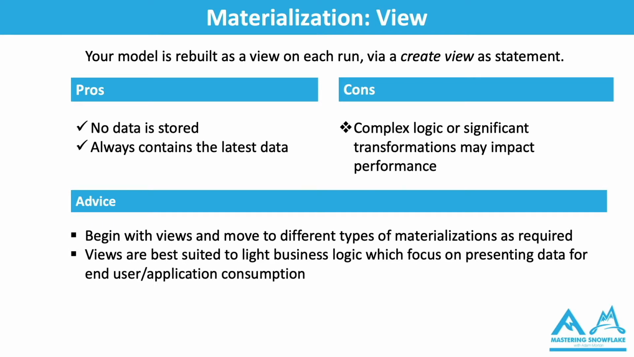And in terms of use cases, they're best suited to light business logic, which focus on presenting data for end user or application consumption. So what I mean by that is aliasing certain columns, casting data types. Ideally, this would have been done perhaps a bit earlier on in your transformation process, but that's not always the case. You may have very specific use cases where you need to present the data in a certain way for that requirement. And this is where a view can come in very handy.